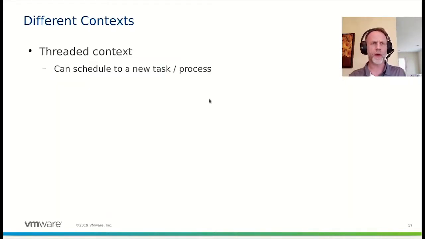But let me talk about different contexts. At the lowest level, we have the threaded context, or the normal context, which is the only context in which Linux allows the processor to schedule between tasks. That's why I call it a threaded context. If you have one thread and you want to go to another thread, you have to be in the threaded context to do that switch. It's called a schedule switch.